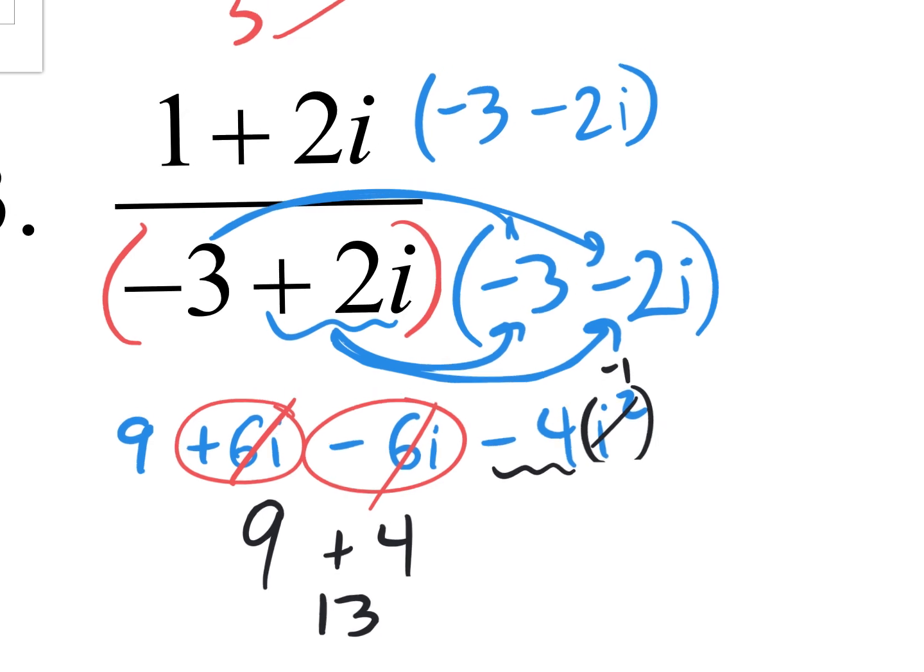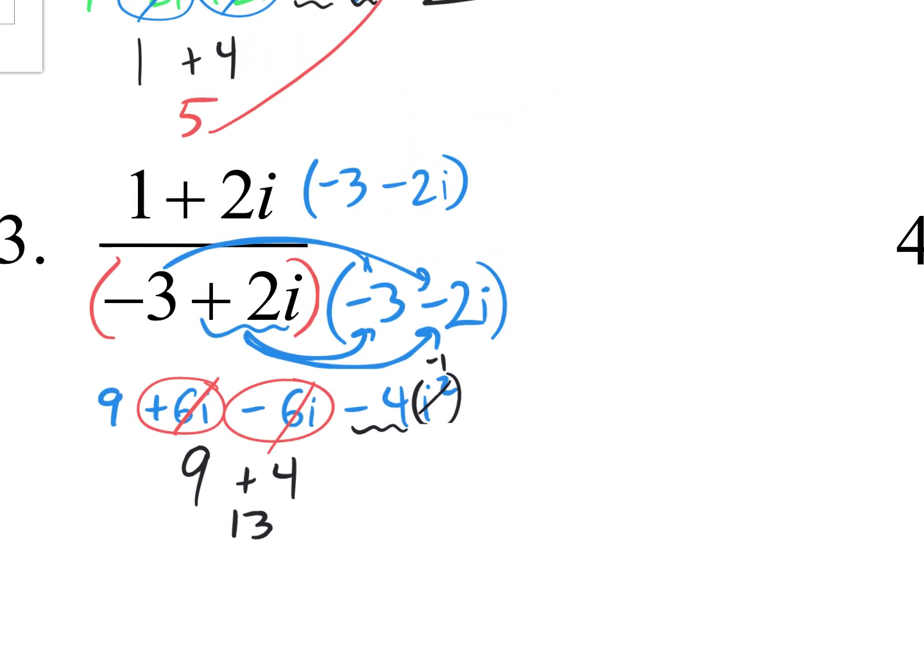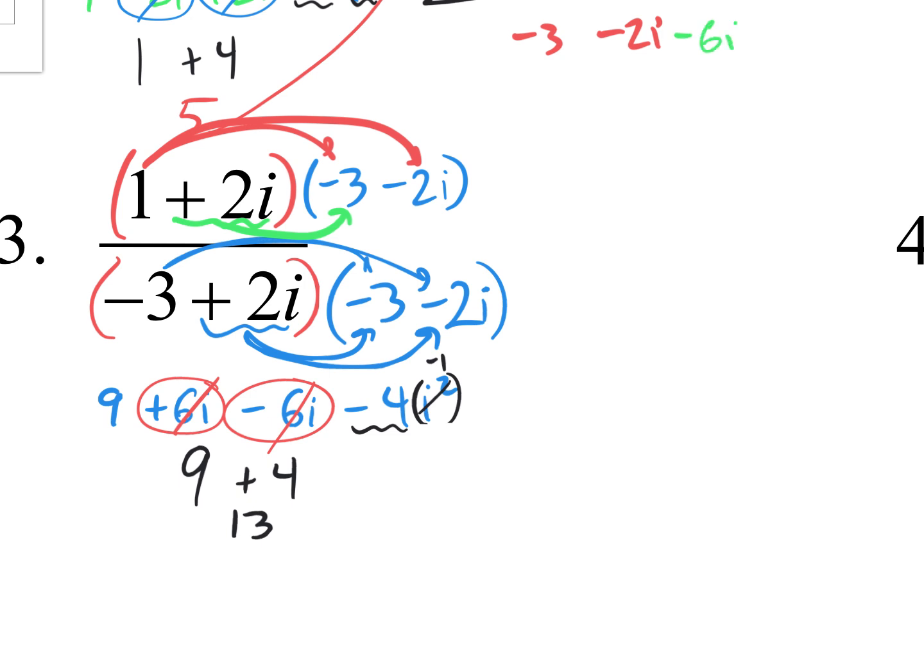Now, this problem's a little more challenging than the previous ones, because the previous ones only had one term up here in the numerator, and up here we have a binomial. So if we're going to multiply this binomial by that binomial, we have to distribute, put that first binomial in parentheses, and start distributing the way we did in the denominator. So I'm going to go 1 times -3, that's -3. 1 times -2i, that's -2i. And then I'm going to distribute +2i times -3, that's -6i. +2i times -2i, that's -4i squared.